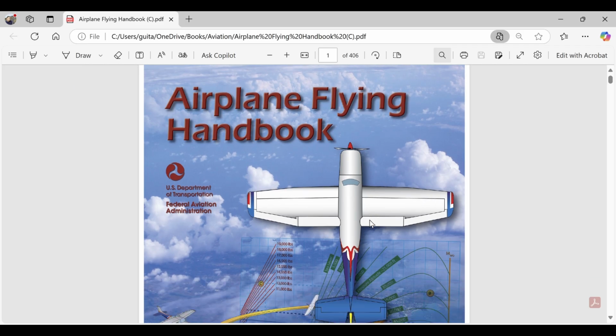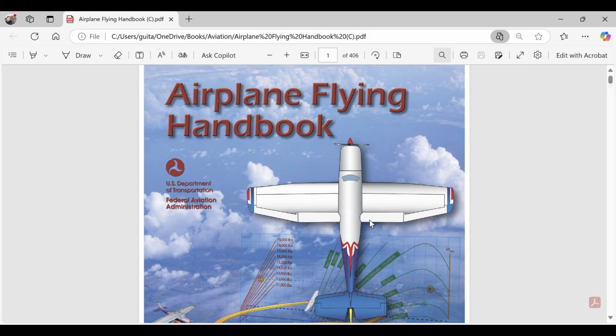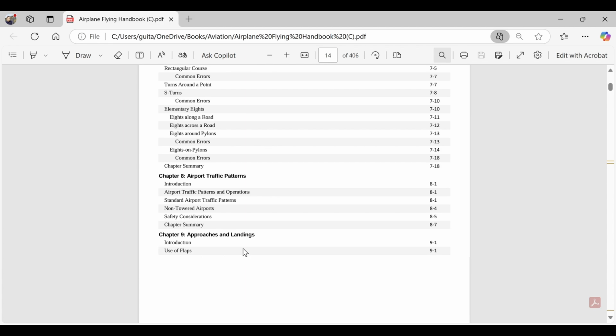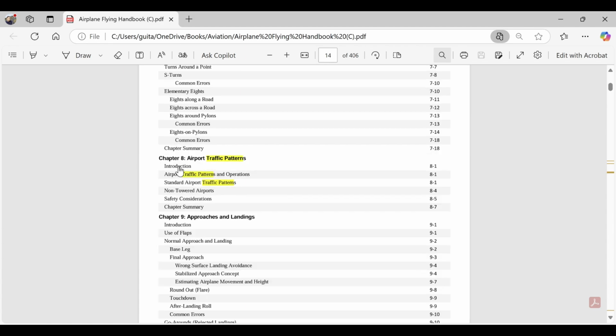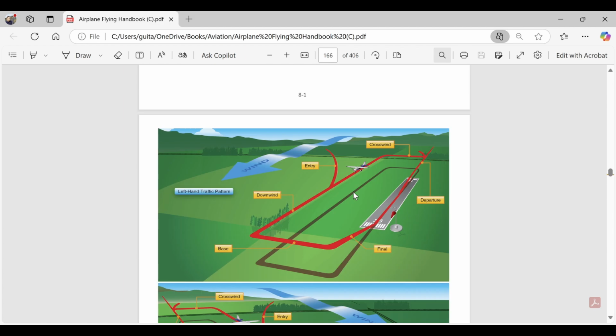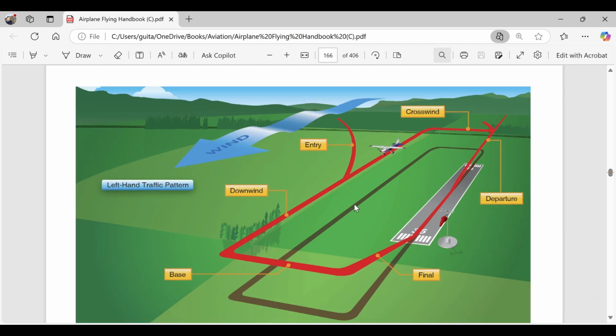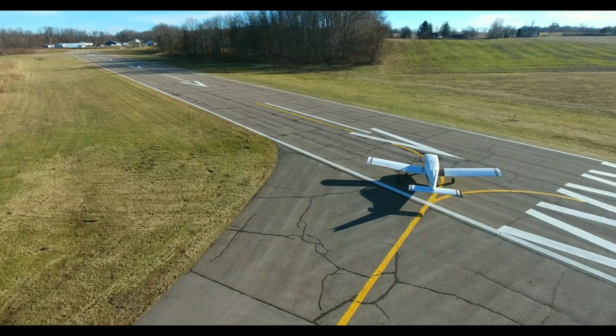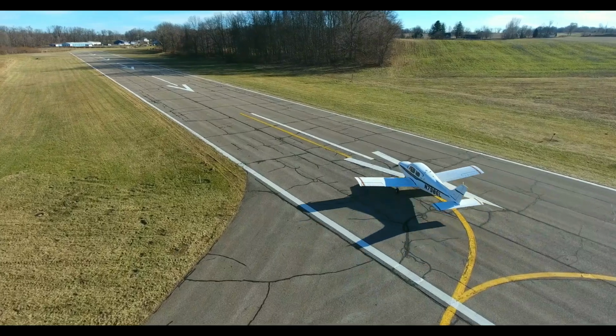Let's talk about the traffic pattern. The traffic pattern is a standardized pattern around the airfield that all pilots adhere to, to minimize the risk of collision and maximize efficiency and safety. From Chapter 8 of the Airplane Flying Handbook, the traffic pattern is a rectangle around the airport with standard legs: departure, crosswind, downwind, base, and final. Standard turns are made to the left, but some airports will have a right pattern if there is a need to deconflict traffic or minimize noise over a town.